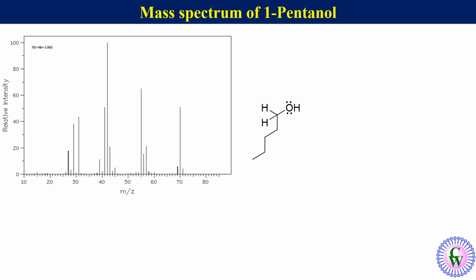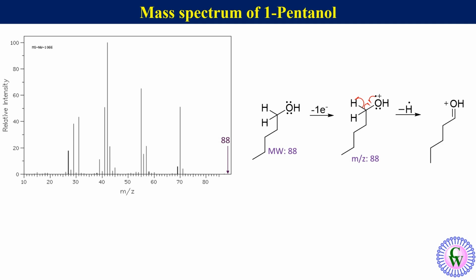Mass spectrum of 1-pentanol. It has molecular weight 88. Removal of one non-bonding electron gives molecular ion with M/Z 88, which is non-detectable. Removal of H radical from molecular cation gives protonated pentanal that corresponds to M-1 fragment with M/Z value of 87. This peak is also very small. Molecular ion removes butyl radical to produce protonated formaldehyde with M/Z value 31.